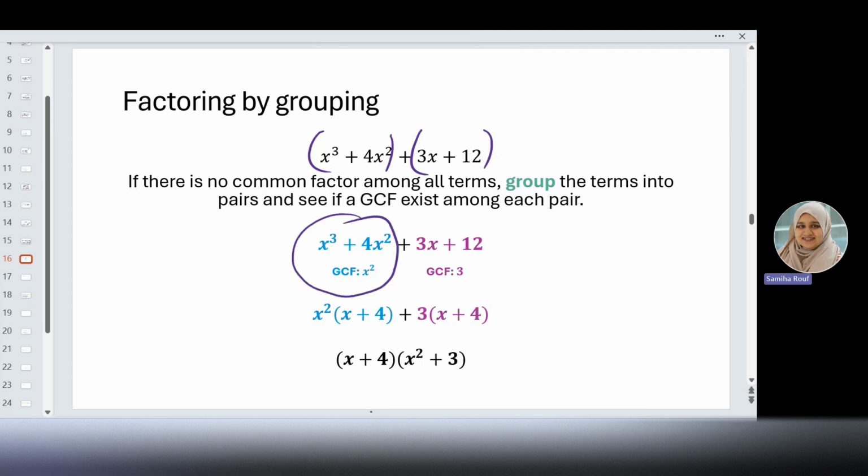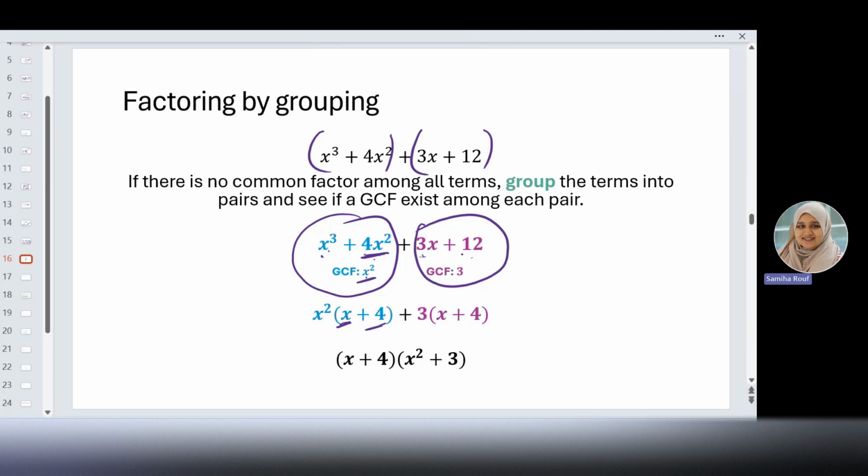So there is a common factor in this pair, and there is a common factor in this pair. The common factor in the light blue pair is x squared. The common factor in the purple one is 3. Both of those can be evenly divided by 3. So now, when I factored out my common factor among these two terms, x cubed divided by x squared will give me this x. 4x squared divided by x squared would give me this 4.